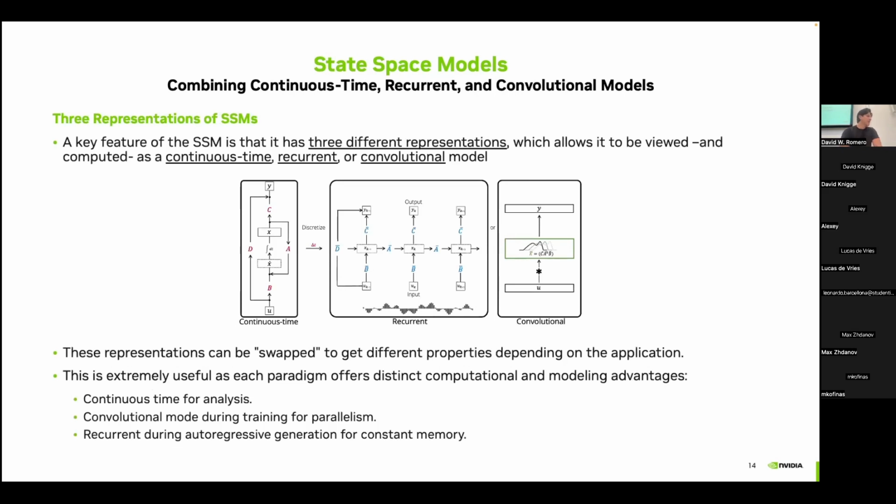Cool. And the cool thing about SSMs is that they have three different representations. We're going to be able to use SSMs as a continuous time model, as a recurrent model, and as a convolutional model. And as you see, this is already quite powerful, because this means that we can train in parallel, for instance, and then infer in a recurrent mode. We can analyze the properties of the model. We can do a lot of interesting things.